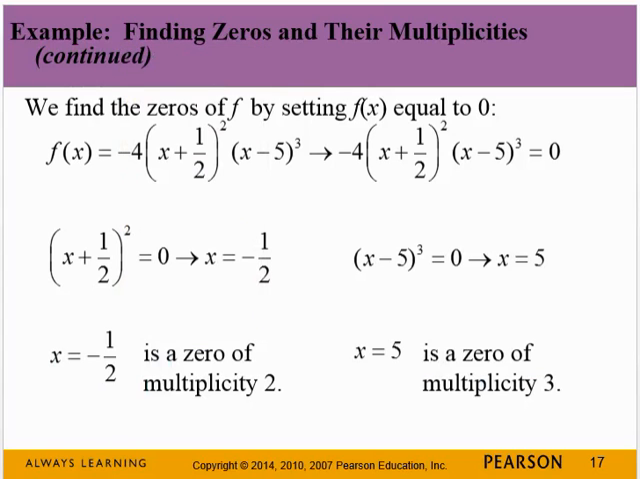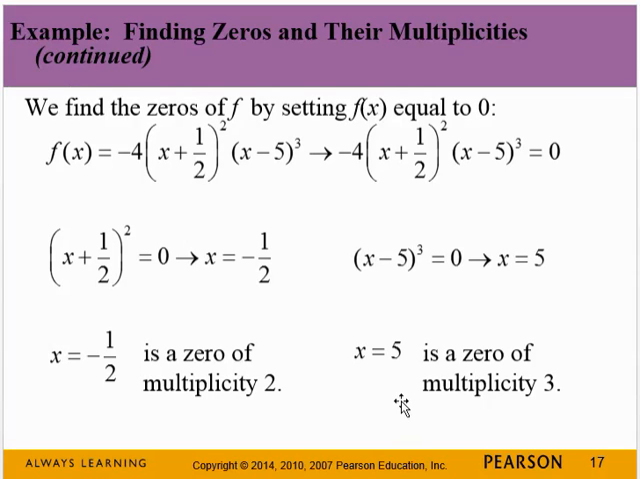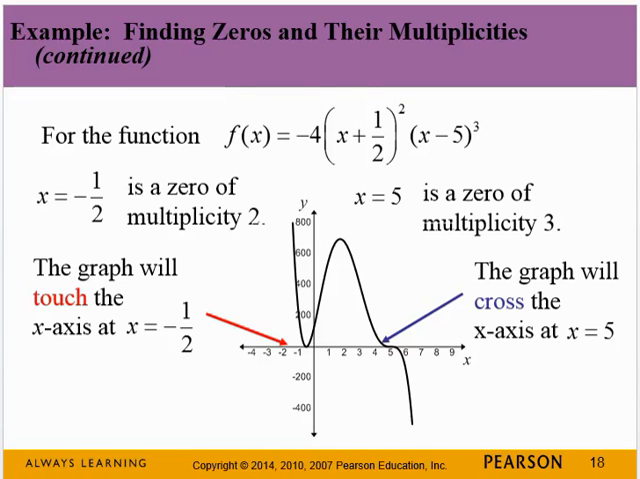So this means x equals -1/2 is a 0 of multiplicity 2 because it's squared. So since it's an even multiplicity, it touches the x-axis. X equals 5 is a multiplicity of 3, so that means it crosses the x-axis. So for this function, the graph will touch the x-axis at x equals -1/2, and the graph will cross the x-axis at x equals 5. Your multiplicity is your exponent. So this is an even exponent, that's an odd exponent.